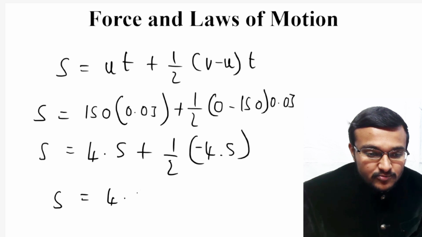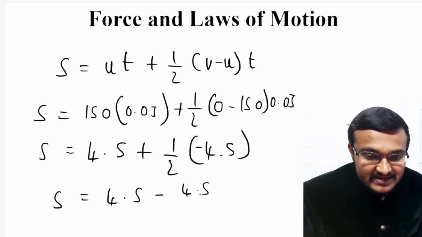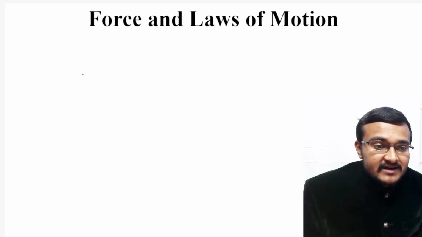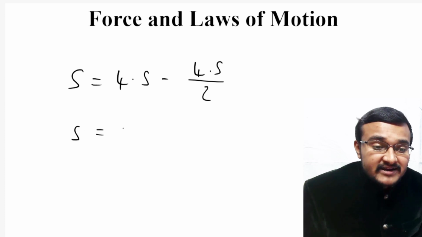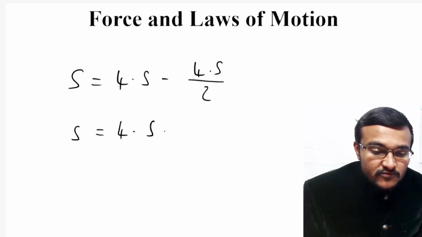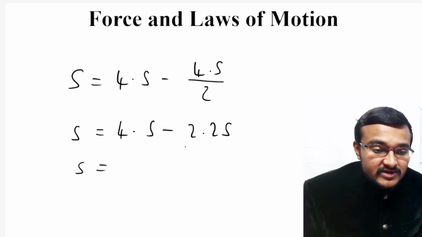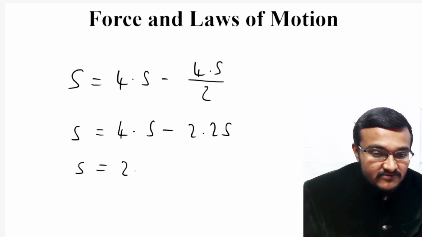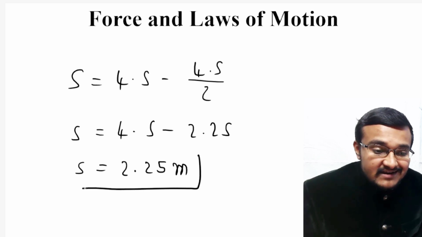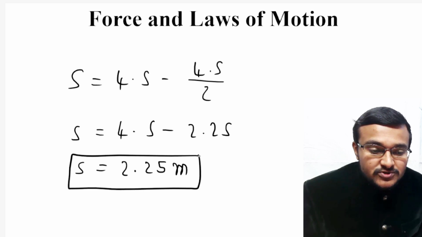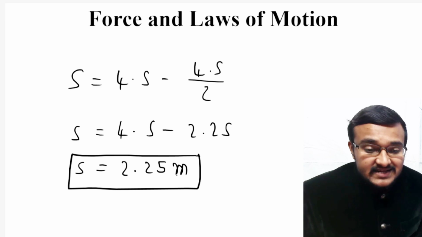So S is equal to 4.5 minus 4.5 divided by 2. Now 4.5 divided by 2 is 2.25. So 4.5 minus 2.25 will be equal to 2.25 meter, because everything we have calculated in SI units. So the distance will also be in SI units, that is in meter.